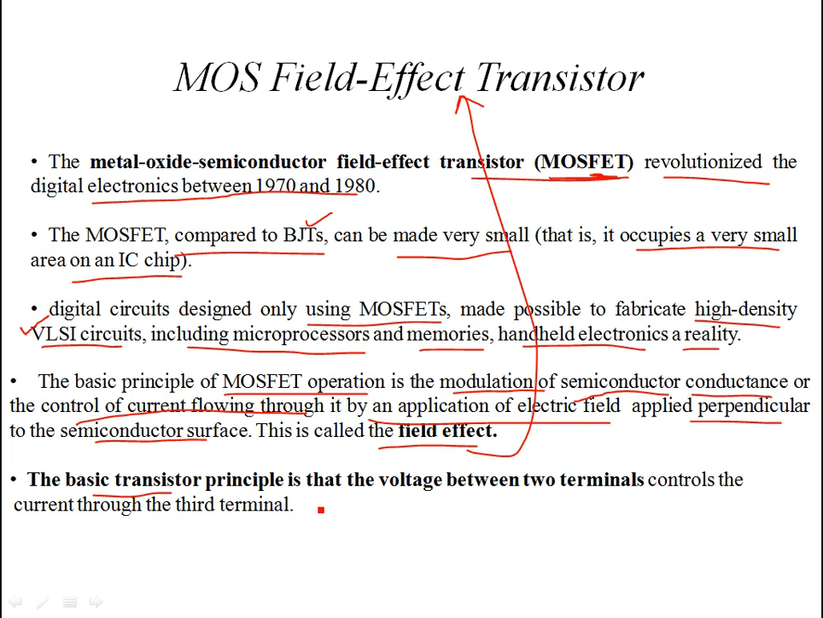The basic transistor principle is that you have a voltage between two terminals. Since there's a potential difference between two terminals, you have an electric field induced, and by controlling that electric field, you control the current through the third terminal. That's the basic principle.